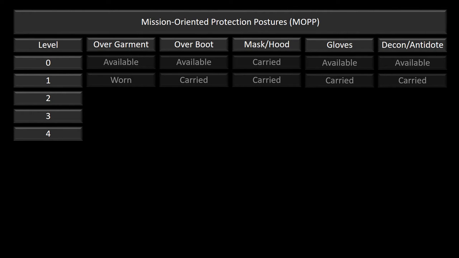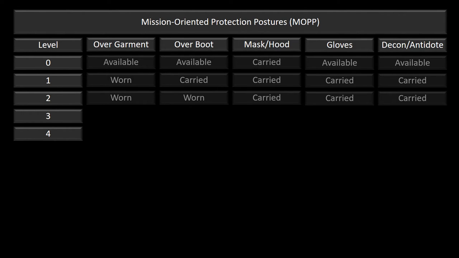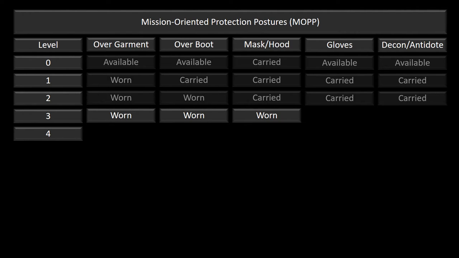When we go into MOP level 2, we're going to wear a garment. We are going to wear our boots. We are going to continue carrying our mask, our gloves, and our antidote. Bump it up to MOP level 3. We're still wearing our suit, still wearing our boots. Now we're putting our mask on, and we're still carrying our gloves and our antidote.